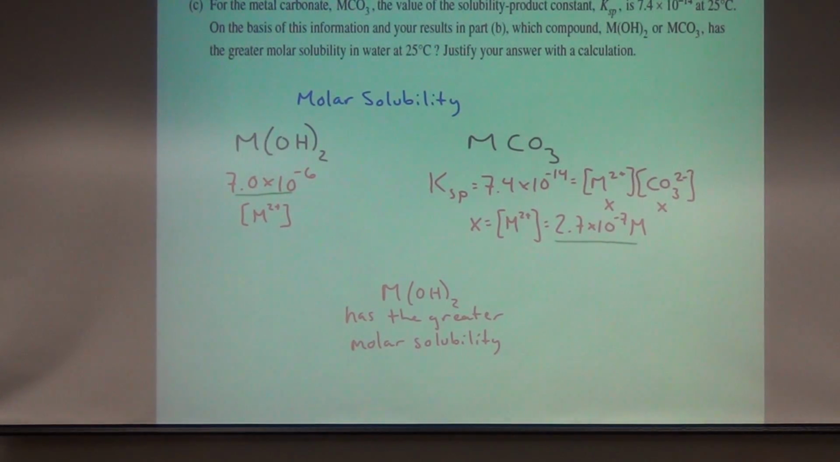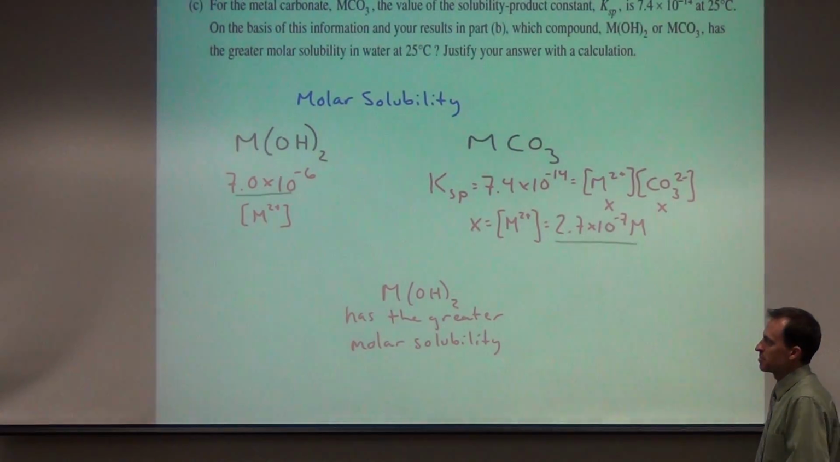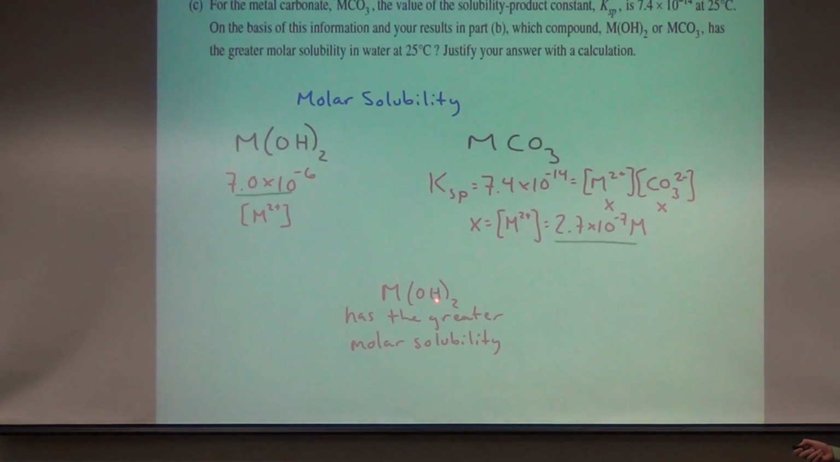I thought this was the hardest problem just because of understanding. So this is the maximum amount that can dissolve for the hydroxide. This is the maximum amount that can dissolve for the carbonate. Even if you don't understand all the math, you do need to understand this relationship for sure. I hope it makes sense. This is a larger number, so more can dissolve. So it's a higher molar solubility. Molar solubility is a fancy way of just saying solubility, the maximum amount of particles that are in the solution. So the hydroxide has the greater molar solubility.